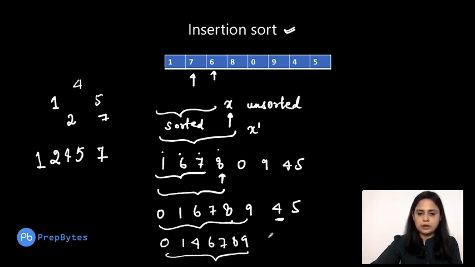Now I have to find a place for 5. Now I see that I can put 5 in between 4 and 6. So now I put 5 here. Now the complete array becomes sorted. So this is the concept, or crux, of insertion sort.